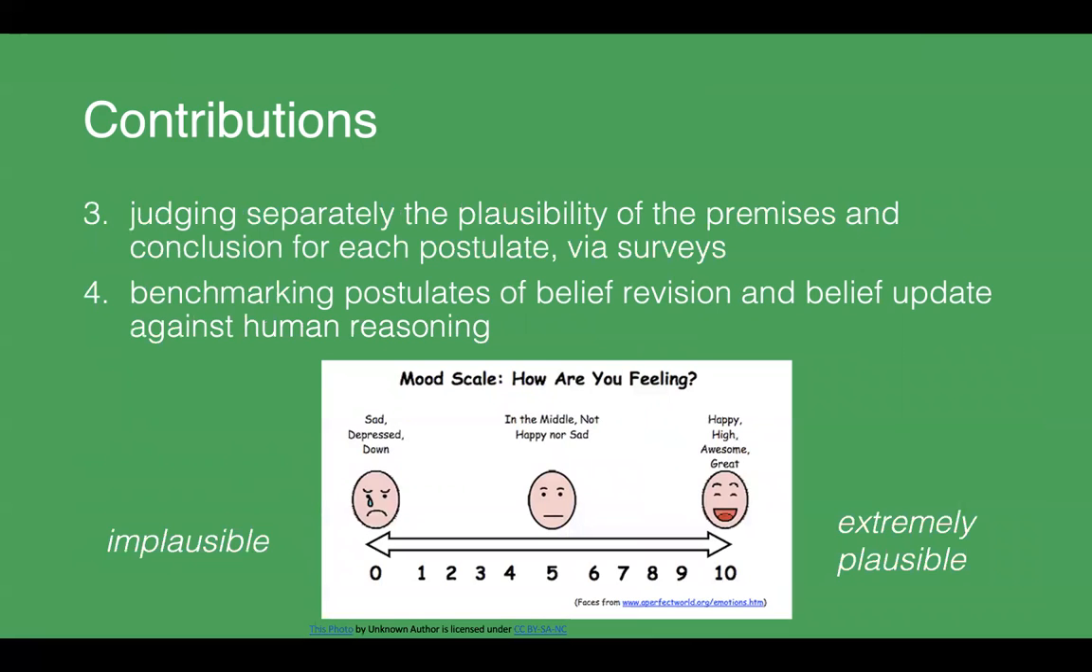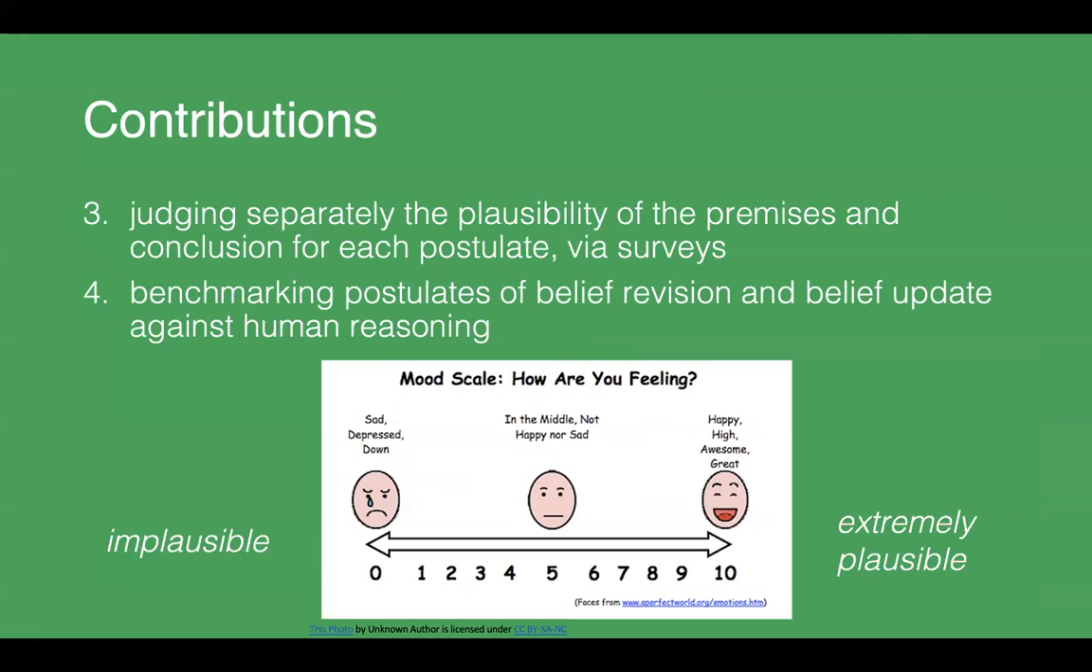As mentioned, one of the contributions is not judging the postulate as a whole, but judging each component, the premise and conclusion, for plausibility via surveys. Then the fourth contribution is benchmarking these postulates of belief revision and belief update against human reasoning, because the intuition is that if we want AI systems to behave like people, then we need to embed some rules. These rules were developed theoretically for AI systems, but haven't been tested with human reasoners.